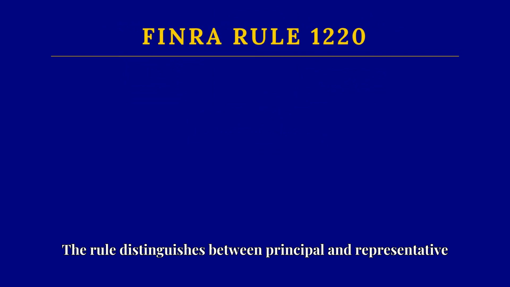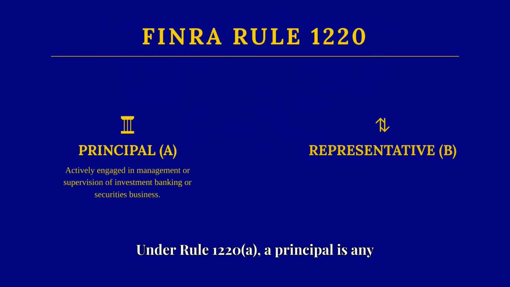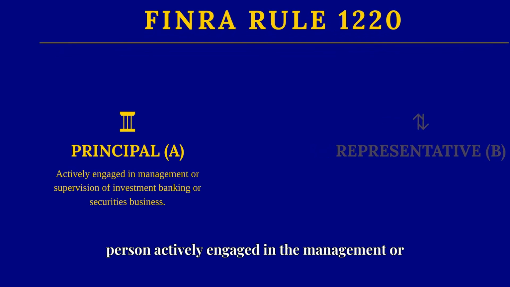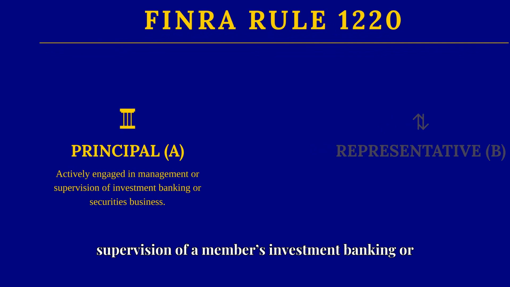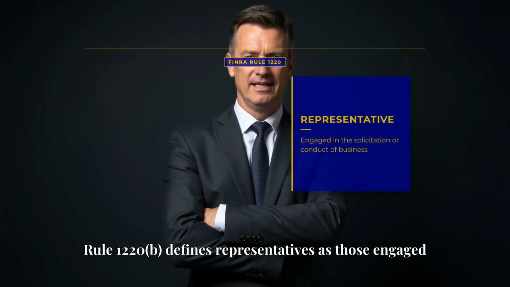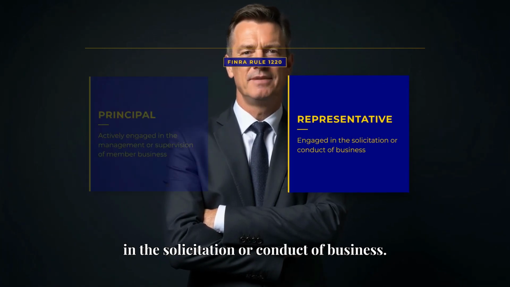The rule distinguishes between principal and representative registrations. Under Rule 1220A, a principal is any person actively engaged in the management or supervision of a member's investment banking or securities business. Rule 1220B defines representatives as those engaged in the solicitation or conduct of business.